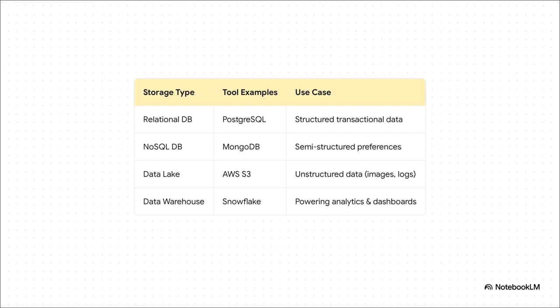Hungry Now uses a whole mix of storage solutions. The supercritical order information, that goes into a classic rock-solid database like Postgres. The flexible, kind of messy data, like customer preferences, extra spicy, no onions, that's perfect for a NoSQL database like MongoDB. All the raw, unstructured stuff like app logs and photos gets dumped into a cheap and deep data lake on something like AWS S3. And finally, the clean, polished, ready-for-analysis data lands in a blazing fast data warehouse like Snowflake. That's what powers all the dashboards that answer those big business questions we started with.